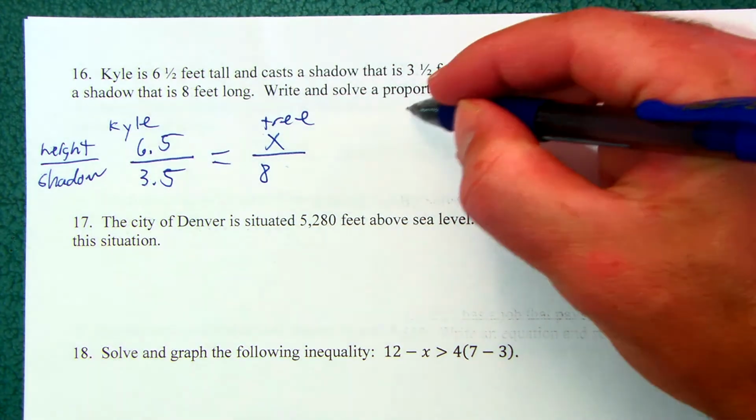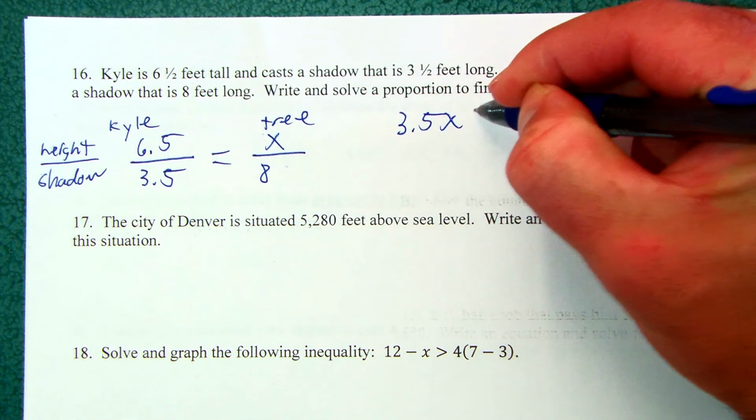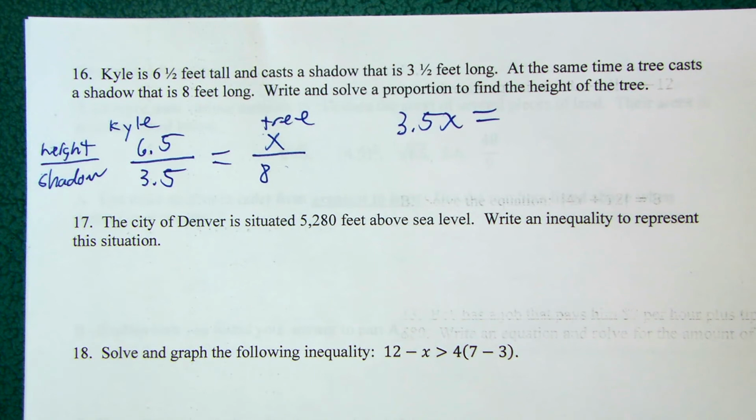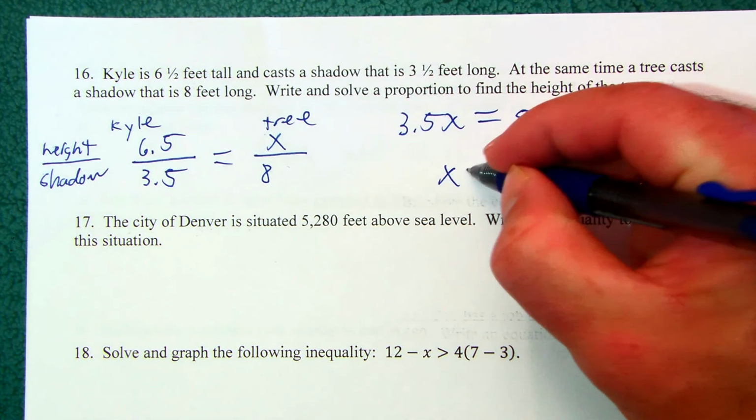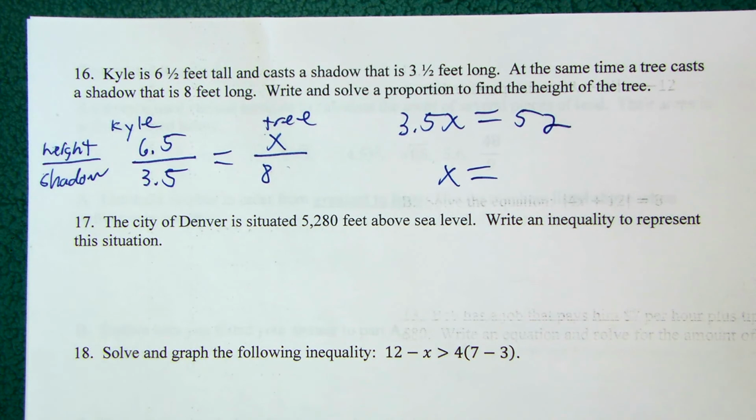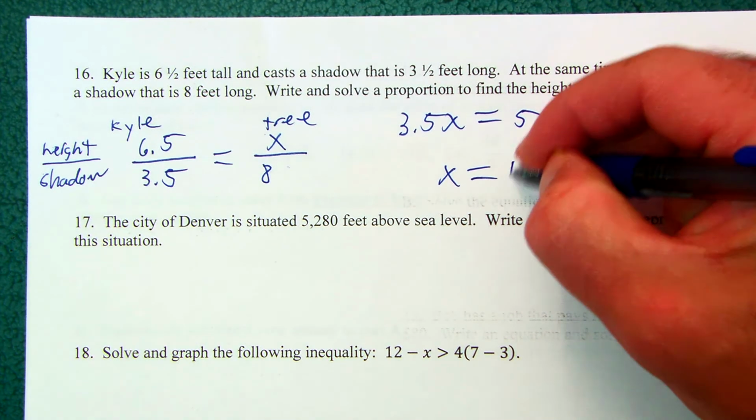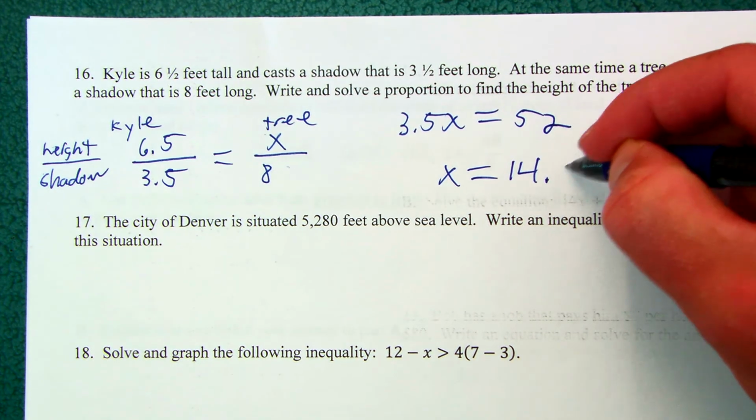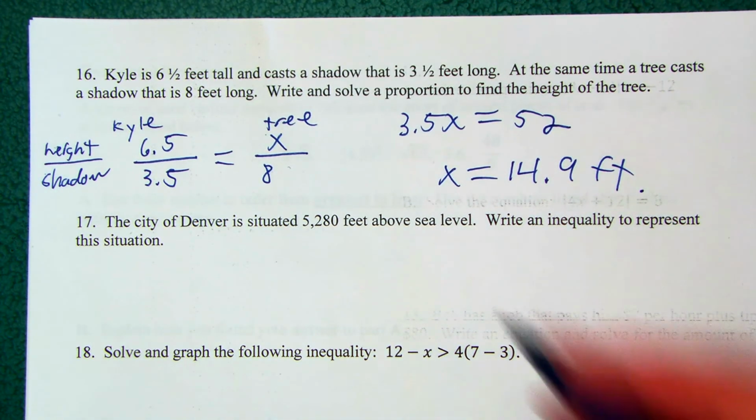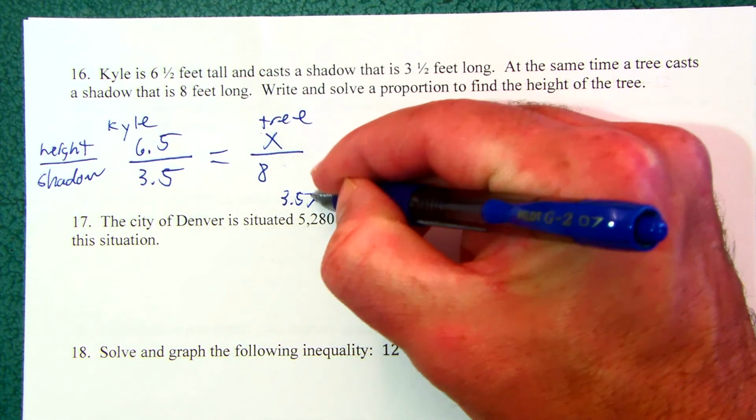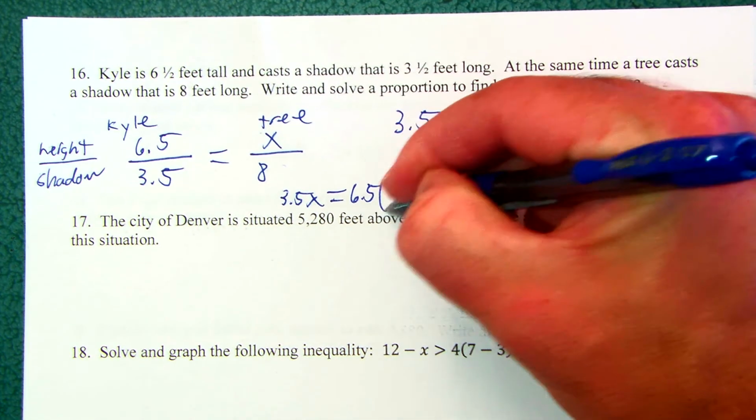So we're going to get 3.5x equals 52. So that means x equals 14.9 feet. Let's just round it there. Again, I did 6.5 times 8 there to get the 52.